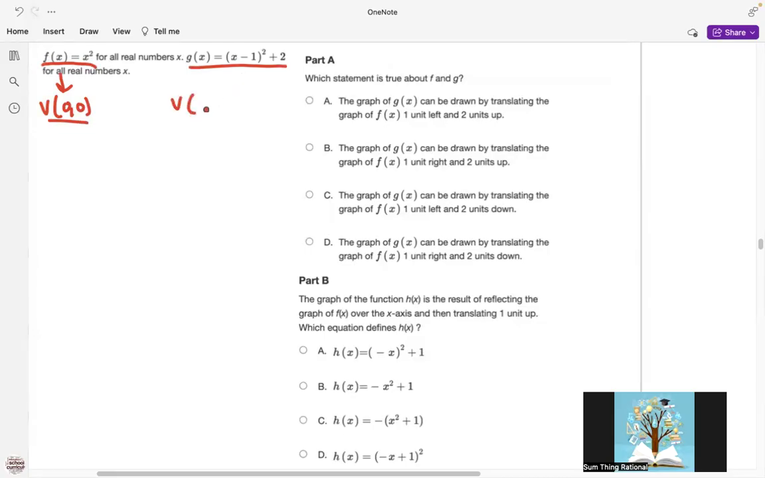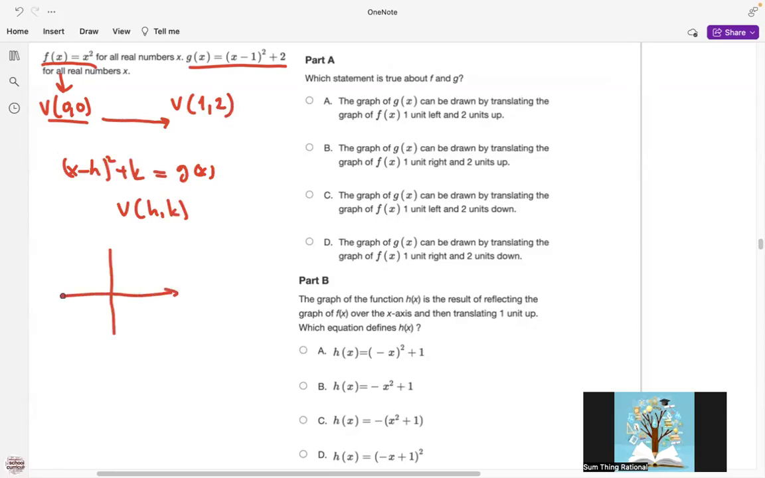The vertex of the g of x function, if you consider the vertex form, a times (x minus h) whole squared plus k, is (h, k). So here in this question, the vertex is (1, 2). So what happened to the vertex of f of x? It shifted to (1, 2). Let's consider how the vertex is moving from the origin to (1, 2).